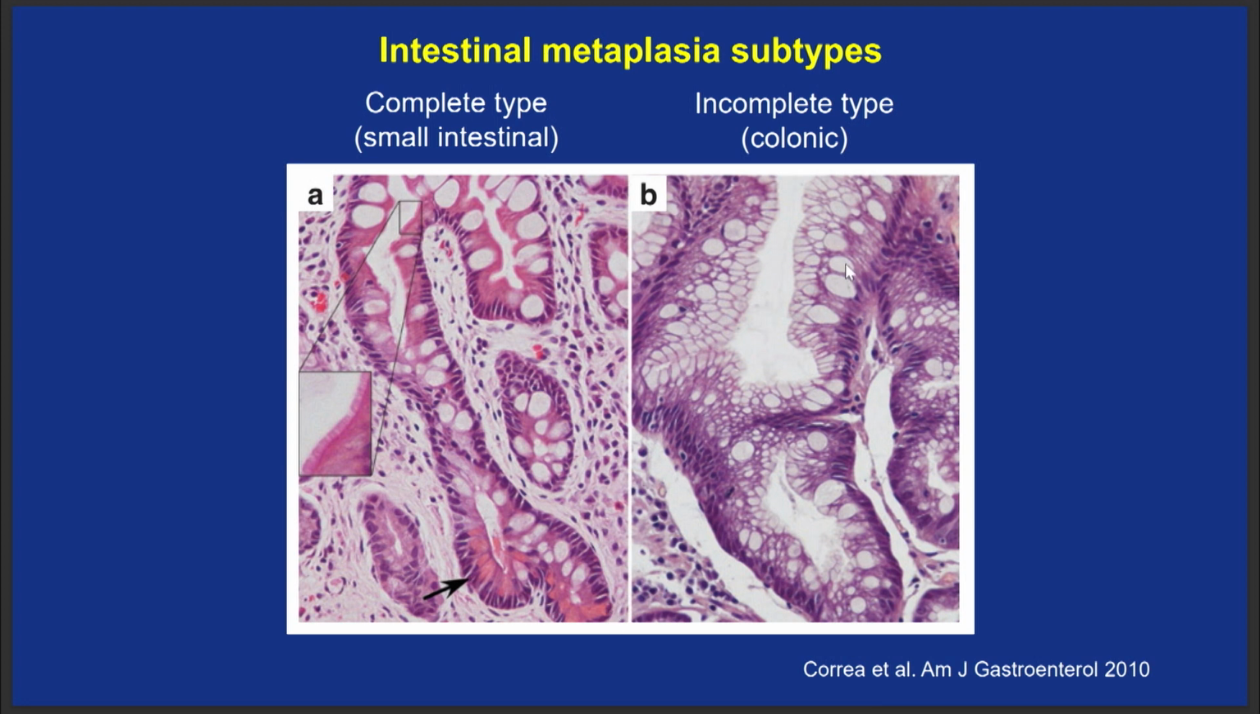For the incomplete type, which is also called colonic, the goblet cells show smaller but variable sizes, and they are separated by other columnar epithelium with mucin droplets of variable sizes. In the colonic type, Paneth cells are absent or just scarce. Occasionally you can see Paneth cells, but not in this amount. And also, there's no brush border. The incomplete type is the one that has been associated more frequently with progression to cancer.